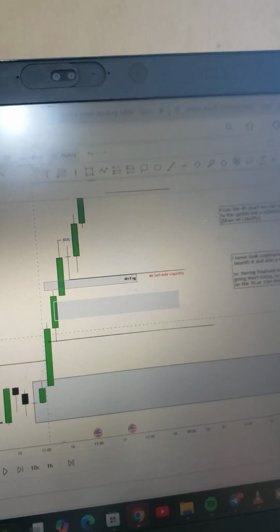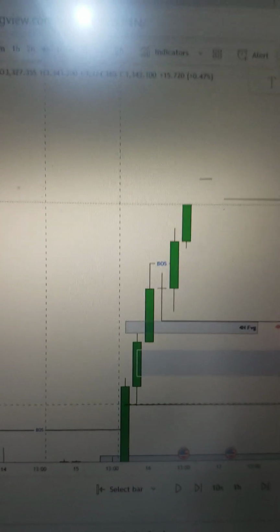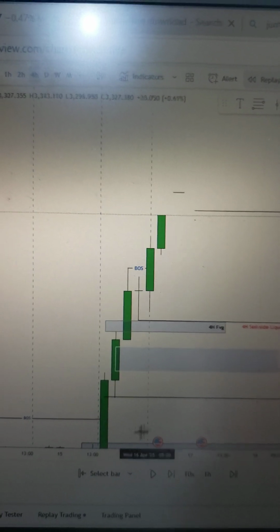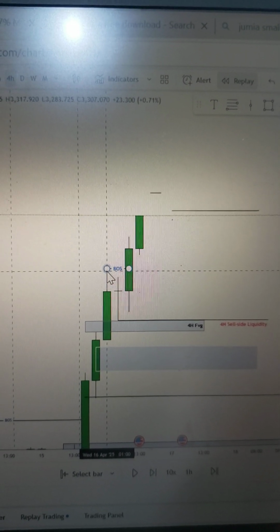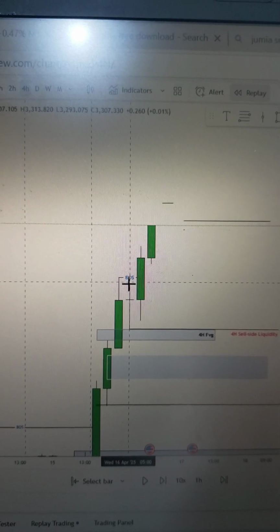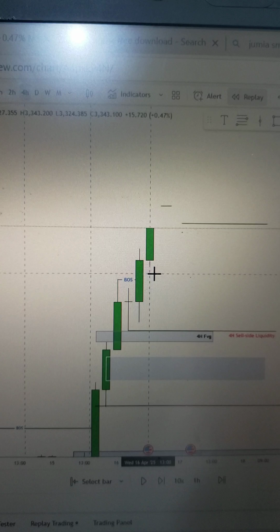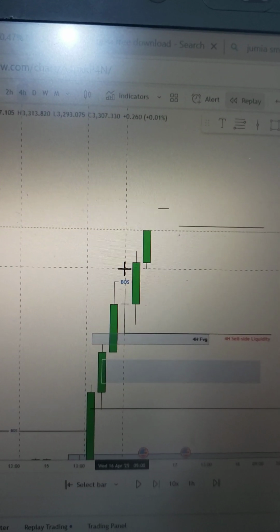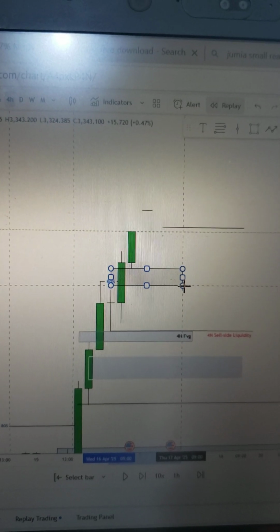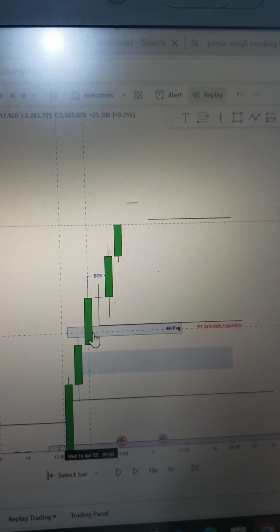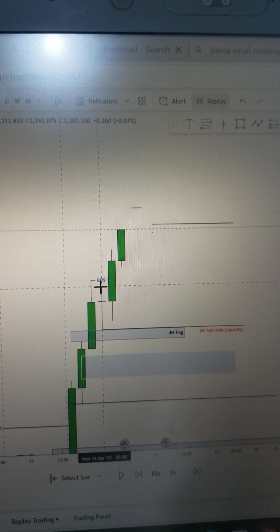So on the 4-hour time frame, look closely. What can you see on the 4-hour time frame? There's a break of structure here to the upside. There's an imbalance between this candle and this candle wick. So let me delete it. And also you could consider this as another block.